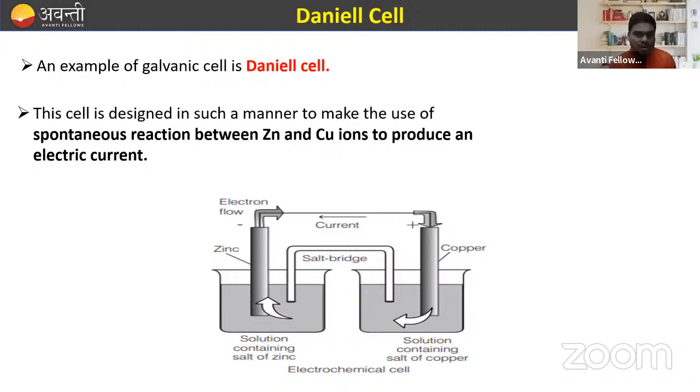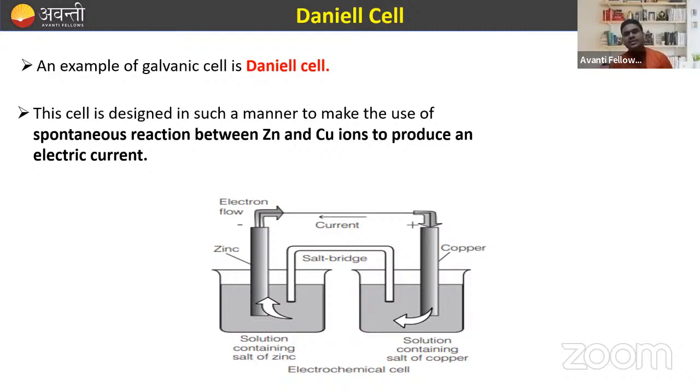So basically, an example of a galvanic cell is the Daniell cell. This cell is designed in such a manner as to make use of the spontaneous reaction between zinc and copper ions to produce an electric current. So basically, in this cell, we use zinc and copper rods and ions to produce the electric current, as we see in the diagram below, right?